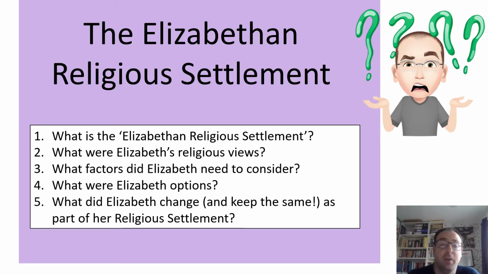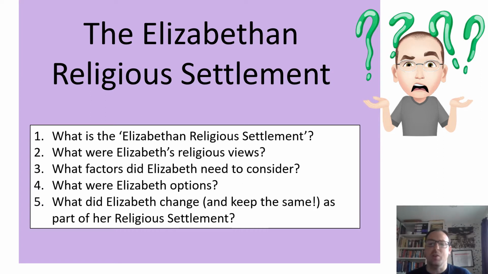I'm going to look at five key questions in regard to Elizabeth's settlement. So I'm going to look at what it was. I'm going to look at what Elizabeth's own personal religious views were, and again, there's a lot of debate and interest in that as a question. We're going to look at the factors Elizabeth needed to consider whilst making her religious settlement. We're going to look at the options that were open to her, and we're going to ask this question: what did Elizabeth change and keep the same as part of her religious settlement?